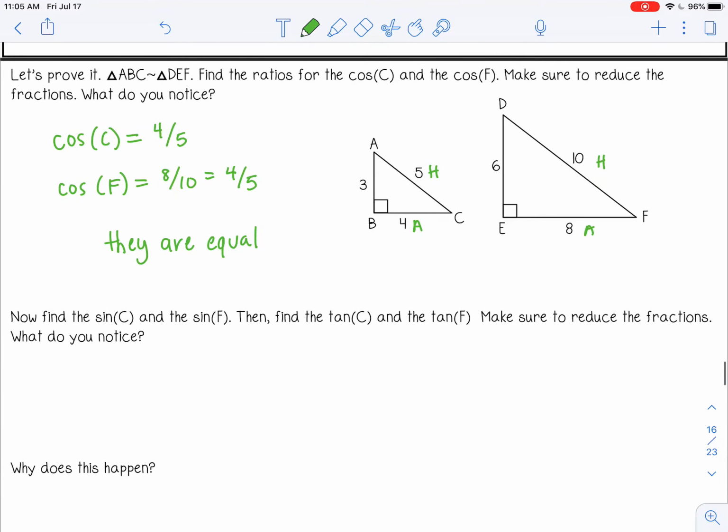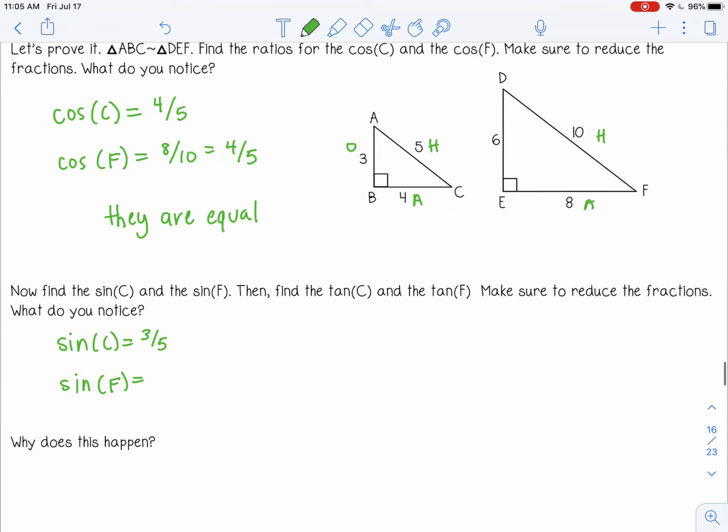Alright, now find the sine of angle C and the sine of F. Alright, so the sine of angle C would be opposite over hypotenuse, so 3/5. And the sine of angle F would be 6/10, which reduces to 3/5.